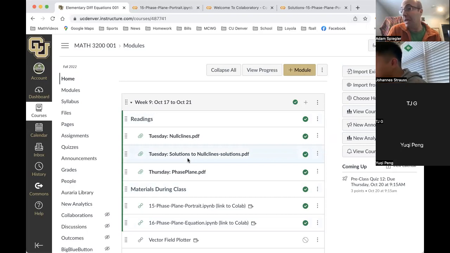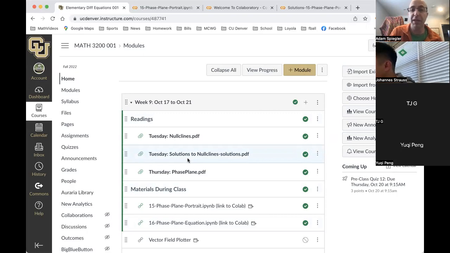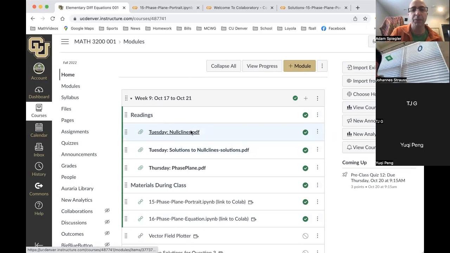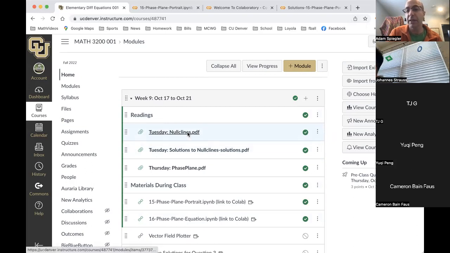So welcome again, everybody. Today we're going to work through worksheet 15, which is dealing with the phase plane portrait. So the plan is we've got some work on nullclines that we're going to talk about today. There's a separate reading document for that, since there's no information in the notes on DiffyQs about nullclines.